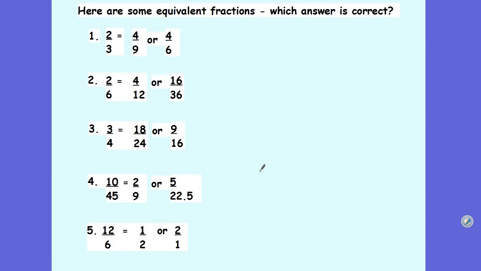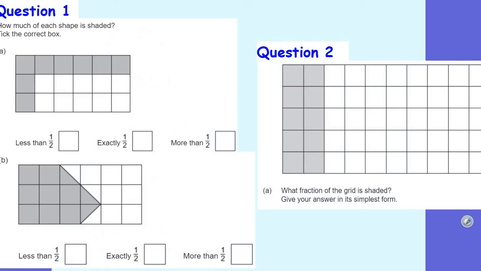Can you now, in your light blue books, pause the video for 5 minutes and tell me which answer is correct? 2/3 is equivalent to 4/9 or 4/6. 2/6 is equivalent to 4/12 or 16/36. Pause the video and have a go at those now for me, please. And here are the answers I was looking for. I was looking for 4/6, 4/12, 18/24, 2/9, and 2/1.